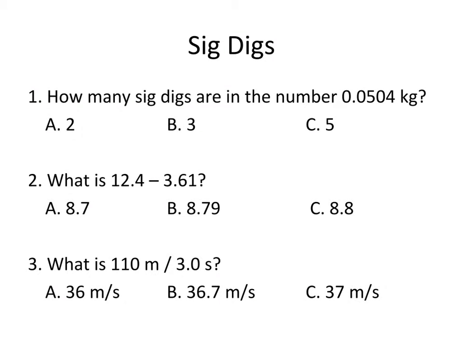All right, here we're going to talk about designing experiments, and we're going to start with a little review of significant digits. So, how many significant digits are in the number 0.0504 kilograms? 3. This is the dot right rule. So I read the number to the right, and I don't count lead zeros. So I don't count that one, and I don't count that one. So 3 significant digits.